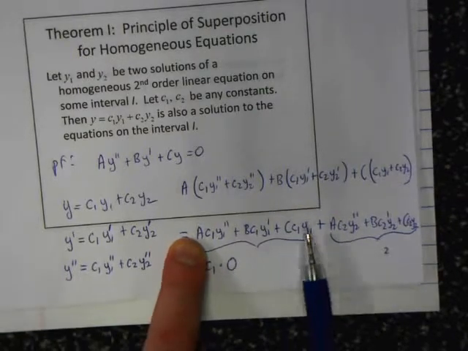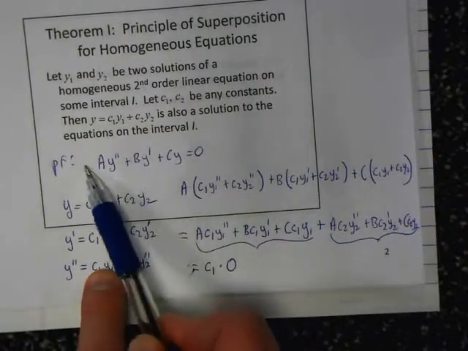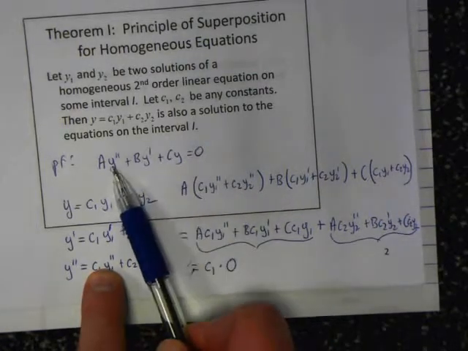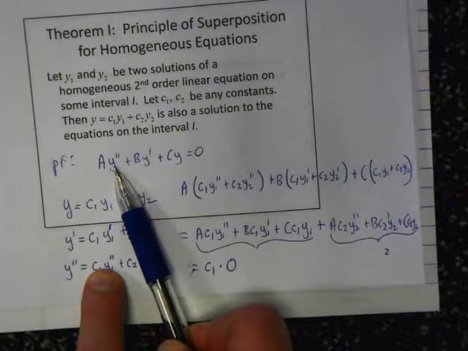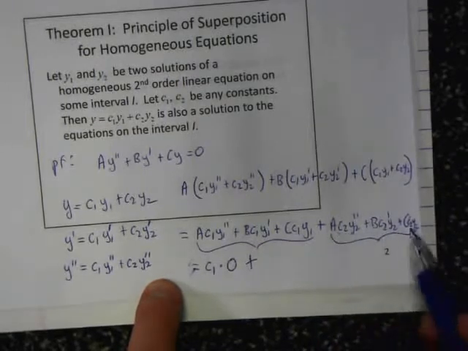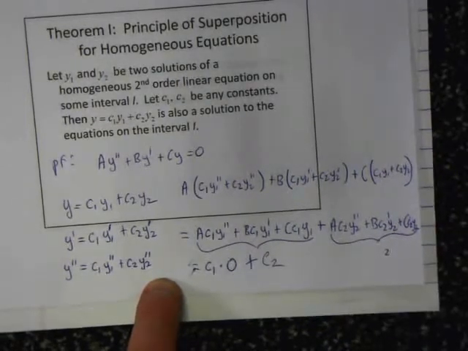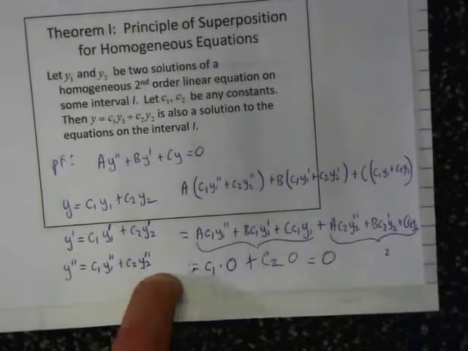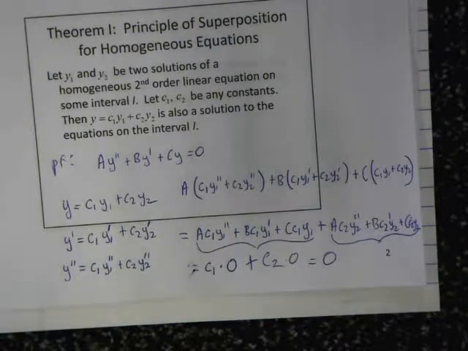But remember, Y1 is an answer to this equation, which means when I put Y1, Y1 prime, Y1 double prime there, I get 0, because it satisfies that equation. That was our hypothesis. Plus, I do the same thing here. I pull out the C2. Our hypothesis is also that Y2 is an answer. So when I pull Y2 out, I get 0 there. And so I have 0 plus 0, which is 0.